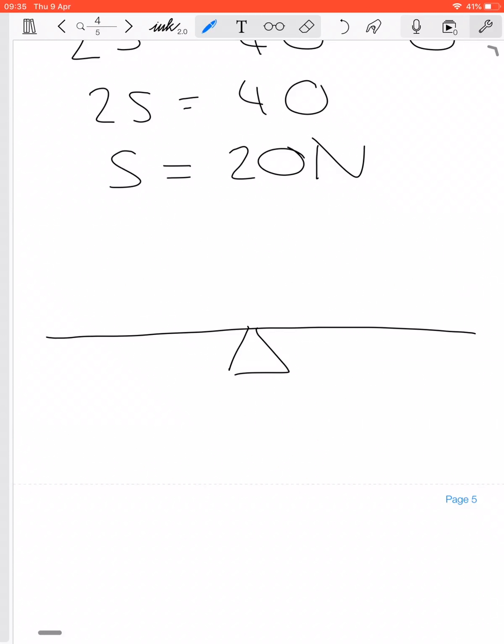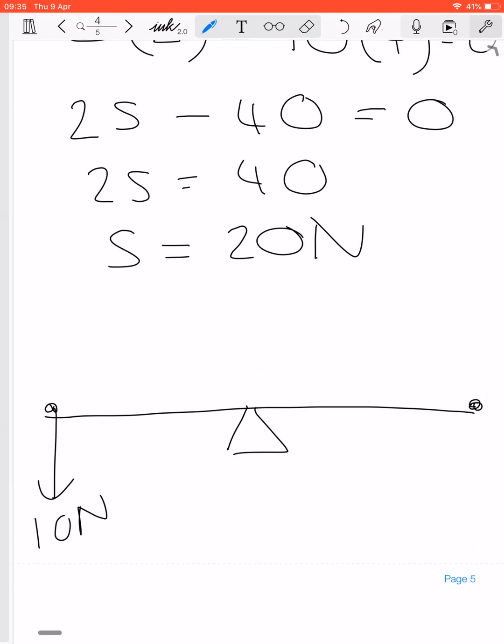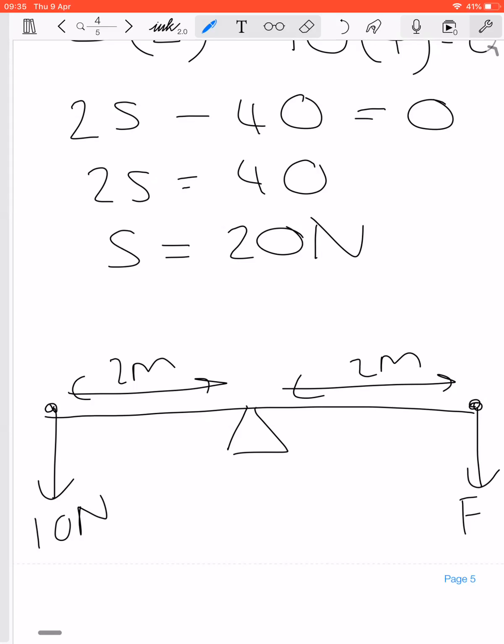So I've got my pivot. I've got my person sitting at A, which is 10 newtons. And I've got my person sitting at B, which we said was F. They're both 2 meters from the middle, like so. And I've got my S support, and we've now calculated that S is 20 newtons. So I'm going to put that in because we now know it's there.